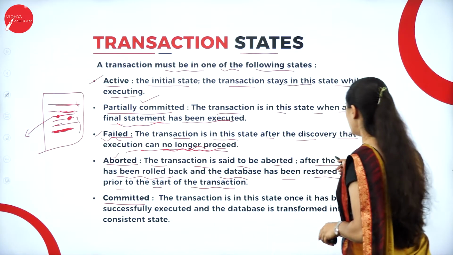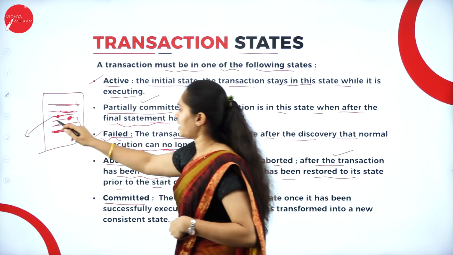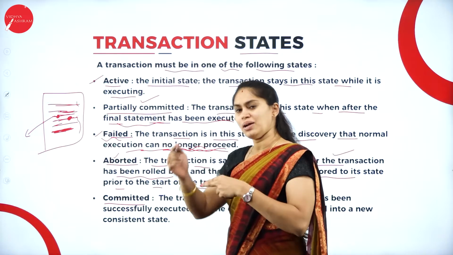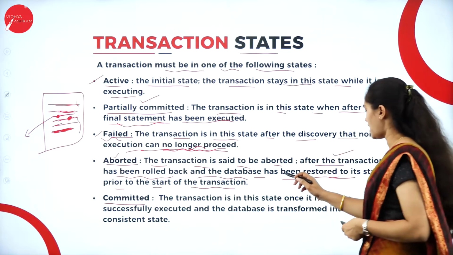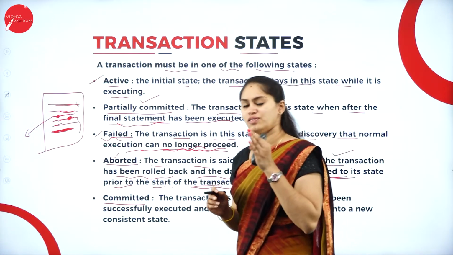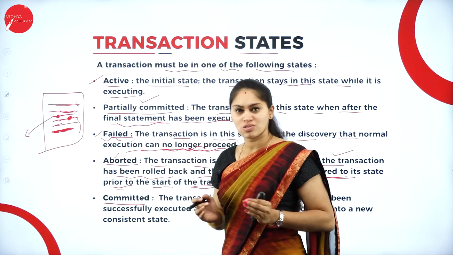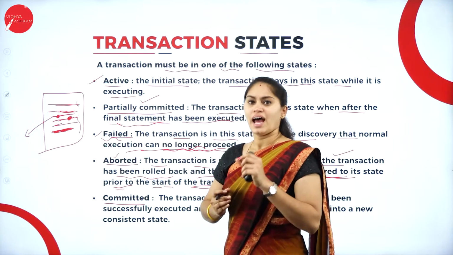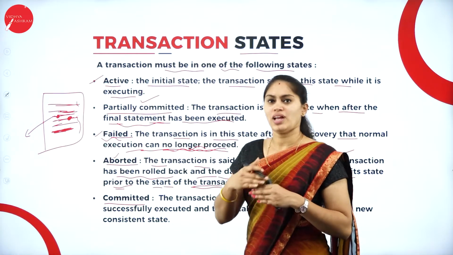Here, after the transaction has been rolled back, that means we are just going back. Till now I have done 4 sets of operations. When it got aborted, it has to roll back the previous operations and the database has been restored to its state prior to the start of the transaction. Before the start of a transaction, how was the database? How was the state? As in the Phone Pay or Google Pay example, just imagine you have 15,000 in your account. When you are sending some amount, in between it got aborted.